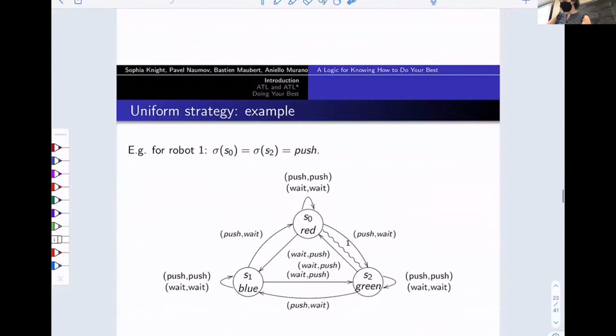So the point here is that if agent 1 is colorblind and can't distinguish the red state from the green state, we don't consider a strategy where they push in the red state and wait in the green state or something like that. They don't know which state they're in, so they have to choose the same action at both of those states. That's what a uniform strategy means. So they could push at both S0 and S2. They can't choose two different actions at those two states.